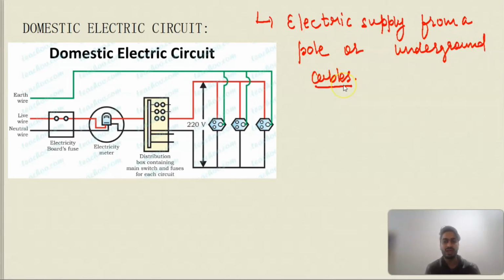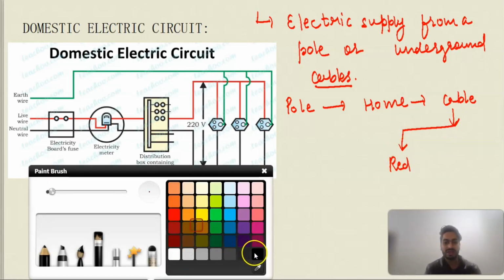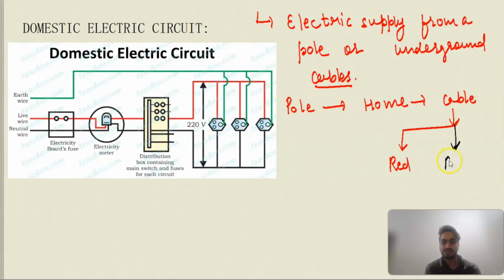So first of all, that particular cable from the pole will be coming to our home, and once that cable enters our home, it has black insulation and further two wires. One wire is of red insulation and another wire is of black insulation. So this is how these wires enter into our home.